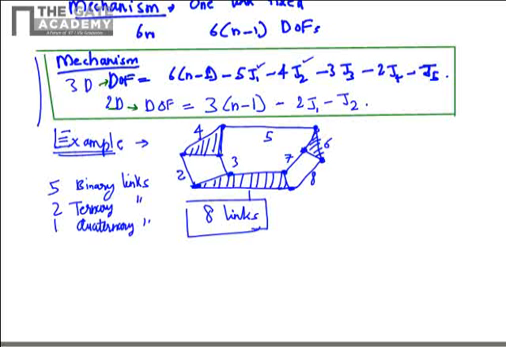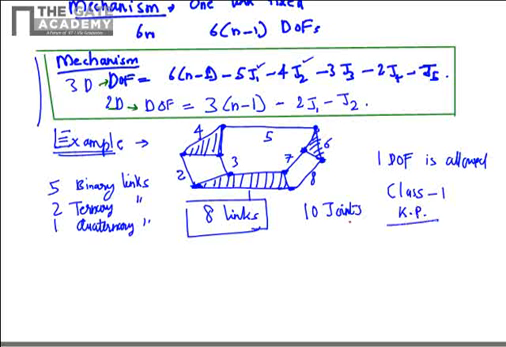So here we have 1, 2, 3, 4, 5, 6, 7, 8, 9, 10 joints, and we have to determine the nature of the joints. In this case, you see that all of the joints are of rotary type, the pin joint, and therefore only 1 degree of freedom is allowed by all of the joints. So class 1 kinematic pair or joint. So all 10 joints are class 1.